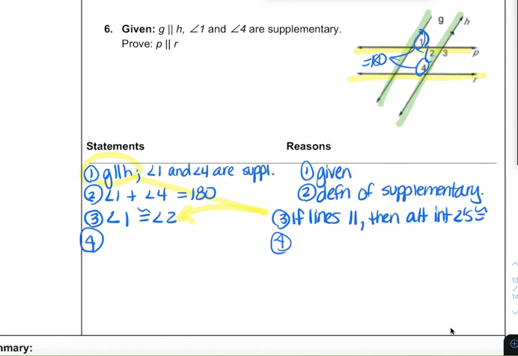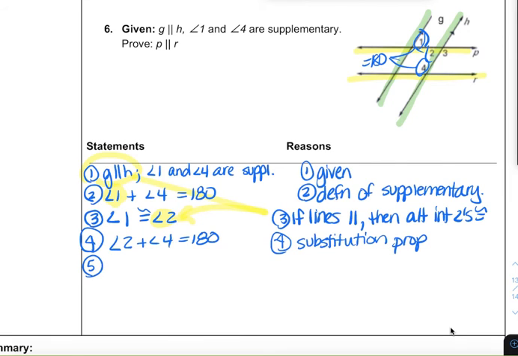Well, look at what I have. I have that 1 plus 4 is 180, and I have that 1 is the same as 2. All I have to do is replace this 1 right here with that 2, because the substitution property says that I can do that. So now I have that angle 2 plus angle 4 is equal to 180. Okay, that's the substitution property. I substituted in a 2 for an angle 1.